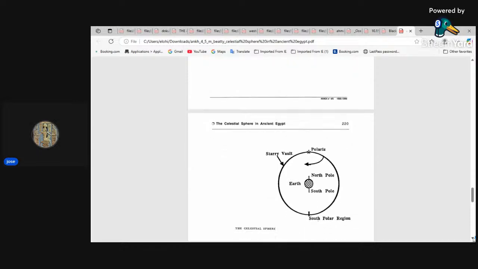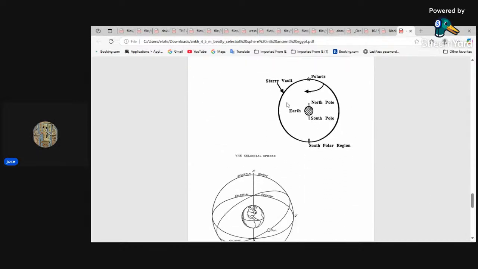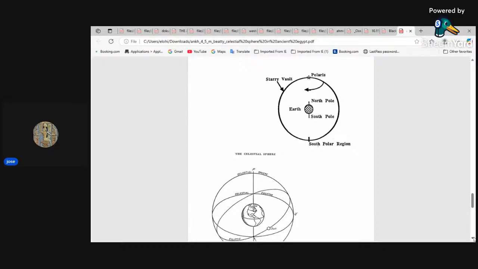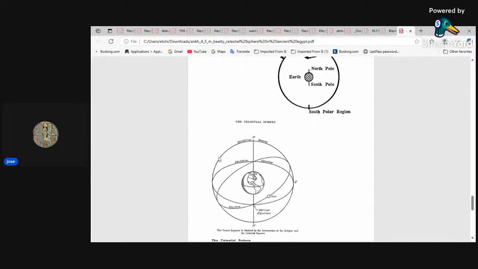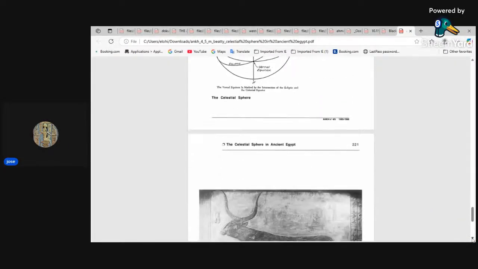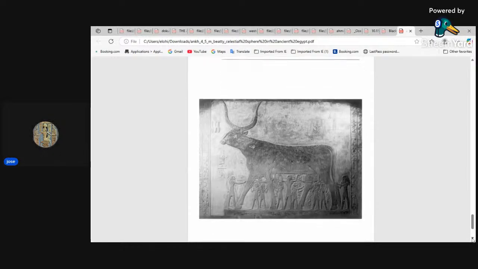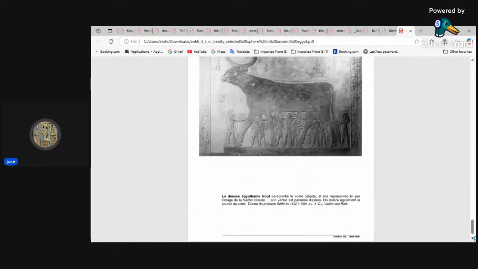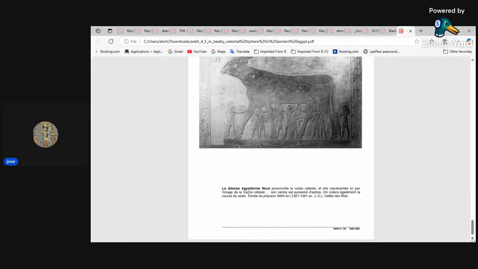The Celestial Sphere in ancient Egypt. Starry vault, Polaris, Earth, North Pole, South Pole region. The Celestial Sphere. They show you the celestial sphere here: celestial equator, ecliptic, sun, vernal equinox. The Celestial Sphere, right? I don't know what this is, this is in French, so I'm not exactly sure what this is.